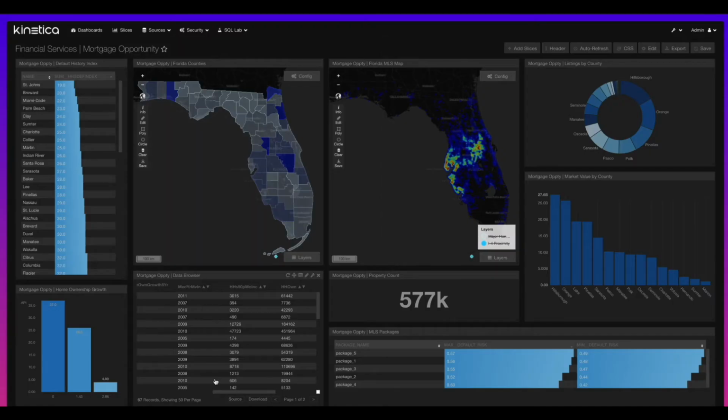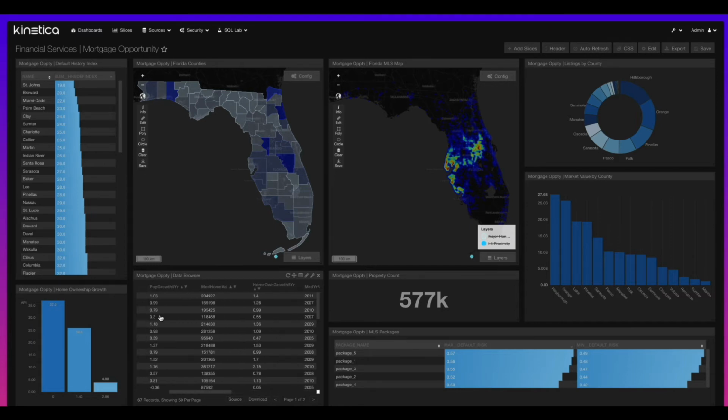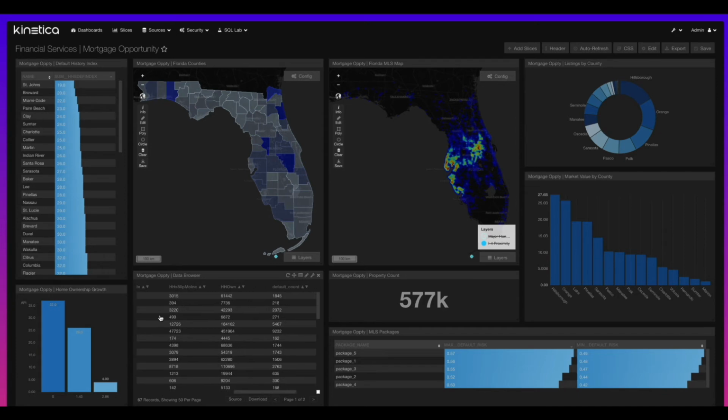Now that we've deployed a production model, portfolio managers can leverage the model insights to locate pockets of opportunity within a given market and purchase packages of available loans using a multi-criteria decision analysis. If we are to purchase a package, the loans within it should be located in areas that are expected to experience high population and home ownership growth in the coming years and exhibit low historical and projected default risk.